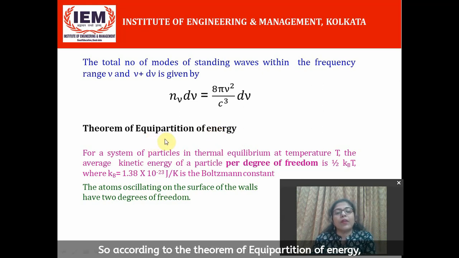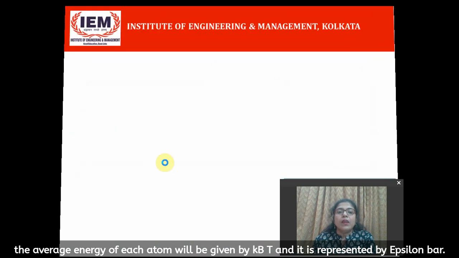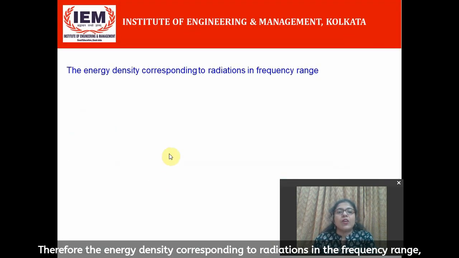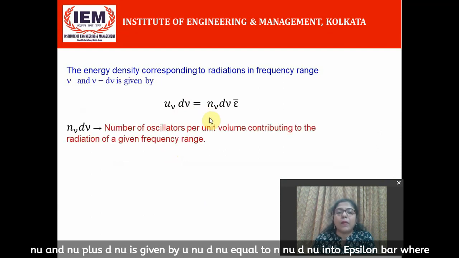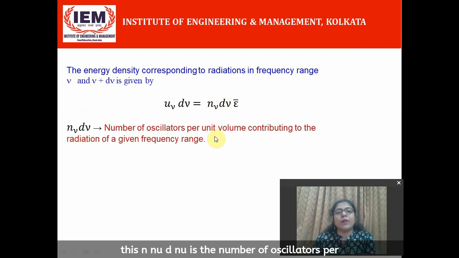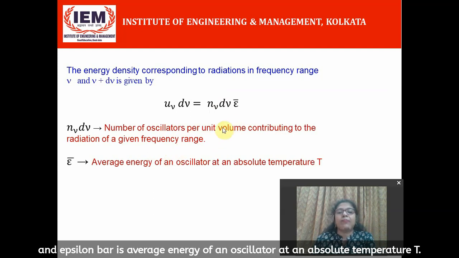So according to the theorem of equipartition of energy, the average energy of each atom will be given by kBT, and it is represented by epsilon bar. Therefore, the energy density corresponding to radiations in the frequency range nu and nu plus d nu is given by u nu d nu equal to n nu d nu into epsilon bar, where n nu d nu is the number of oscillators per unit volume that contribute to the radiation of a given frequency range, and epsilon bar is the average energy of an oscillator at an absolute temperature T.